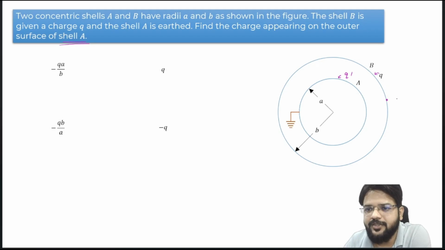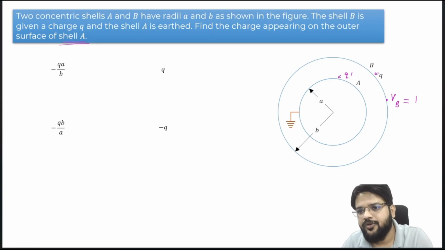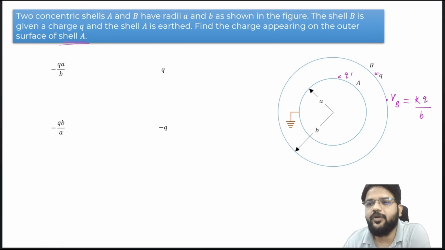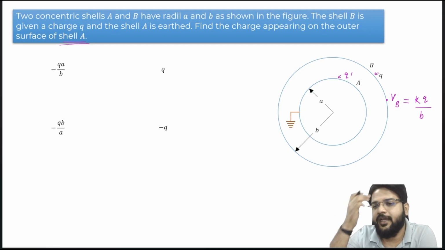So what is the potential on the surface of B cell, everyone? The charge is Q, so can I write KQ by B? Correct? So KQ by B. This is the potential on the surface of the B cell.